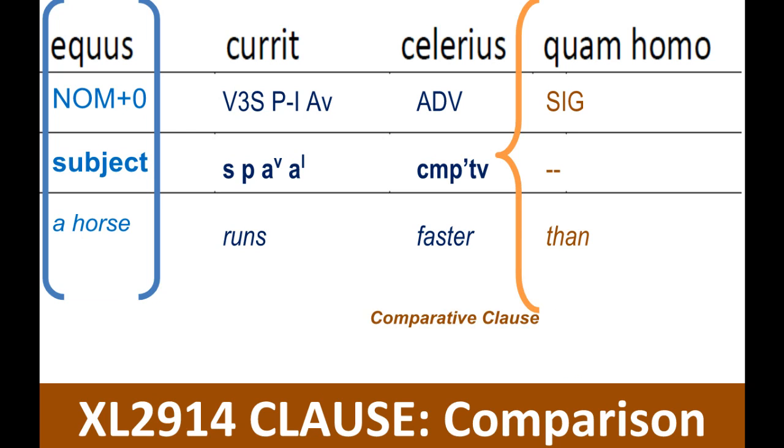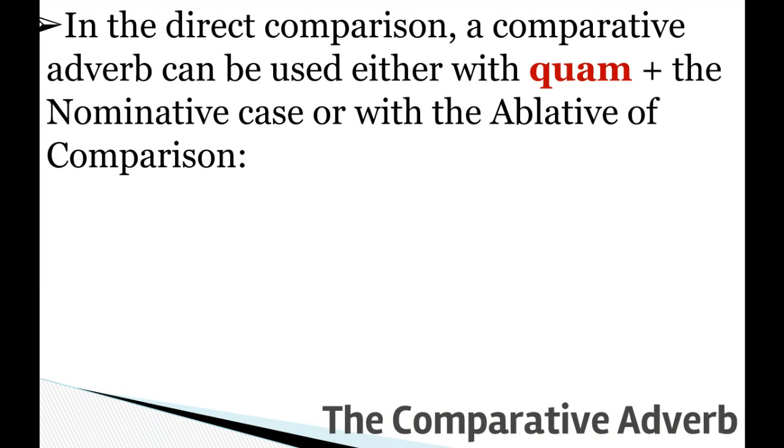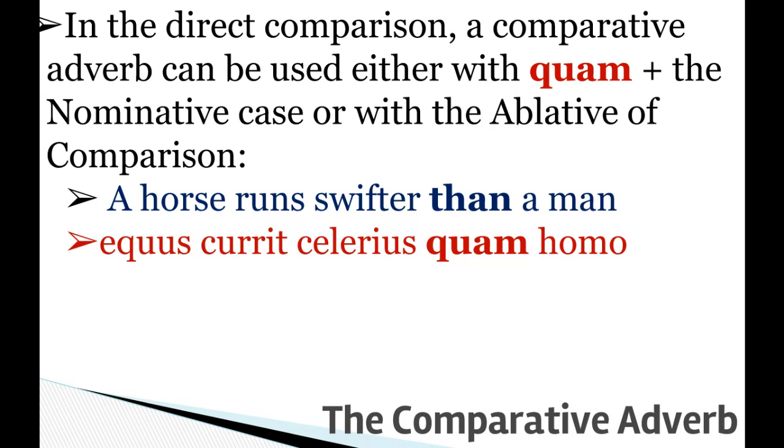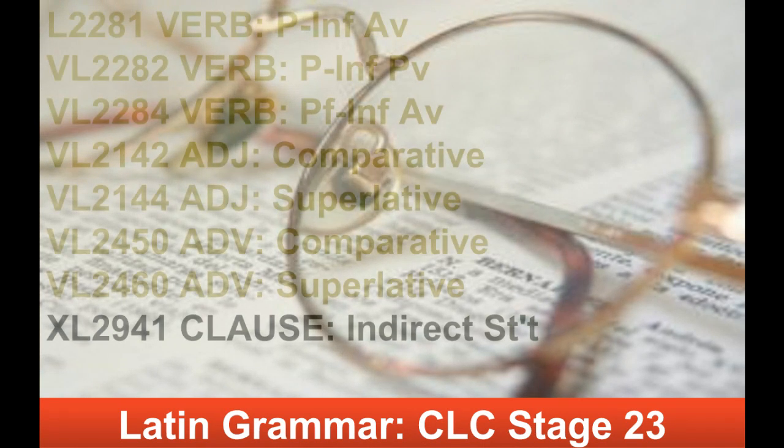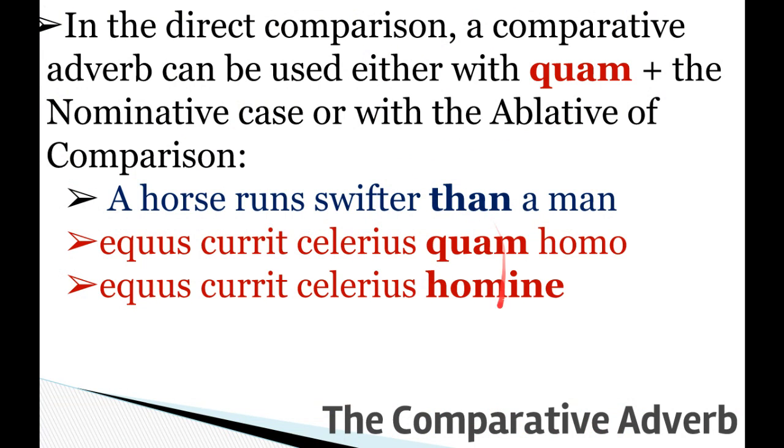Generally speaking, the homo could be mostly nominative because there's no extra verb there: than a man runs, understood. But sometimes if you're comparing an accusative, that could also be accusative as well. All right. Now, the comparative adverb will either be used with quam plus the nominative, or the case of what it's comparing, or then an ablative, with an ablative comparison phrase. The horse runs swifter than a man. So when you see the comparative, look for an ablative or quam clause.